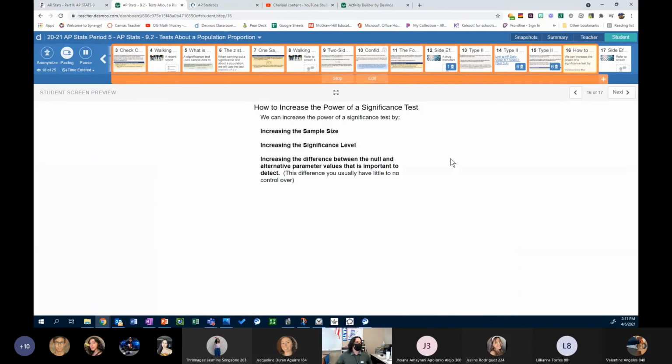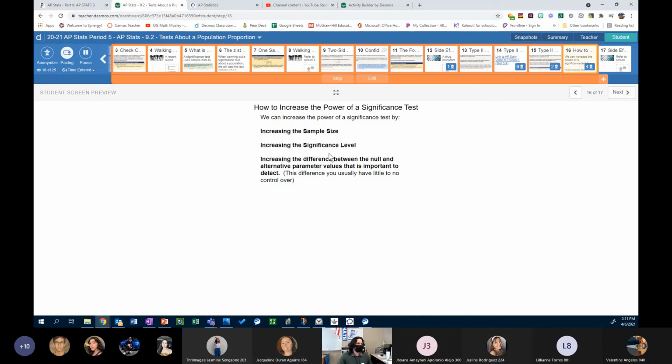Then sometimes we want to increase the power of a significance test, right? Because that gives us a higher probability of correctly rejecting the null hypothesis because the alternative is true, right? It gives us a better chance of finding good evidence. Right, we can increase the power of a significance test by increasing the sample size. Right, larger samples tend to give us more accurate data.